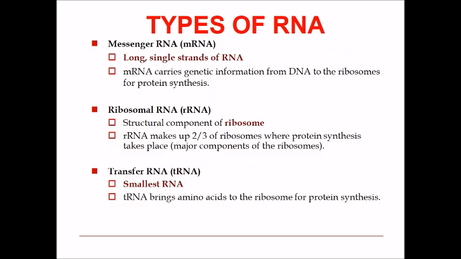Okay, now back to the types of RNA. Messenger RNA's function is to carry genetic information from DNA to the ribosome for protein synthesis. Ribosomal RNA is the one used to make up the ribosome. Transport RNA's function is to bring the amino acid to the ribosome for protein synthesis. All of this RNA you will learn about later when you are in semester 2.